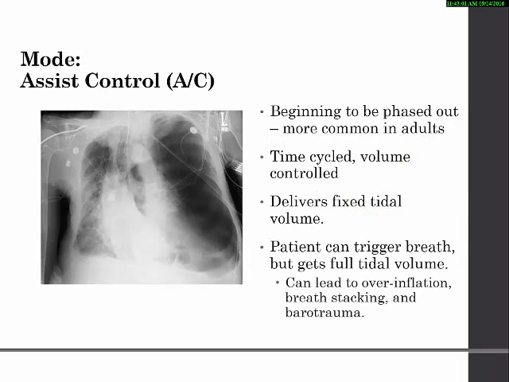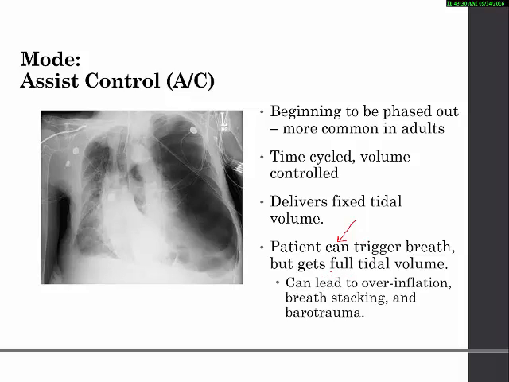The most common mode right now that we're seeing is assist control, or AC. It's beginning to be replaced by a different mode as well, but it's still the common mode that you're going to see in adults. And it's similar to CMV in that it does deliver time-cycled volume. So 16 times per minute or whatever, you're going to get a fixed tidal volume. However, the patient can trigger a breath. So if the machine has just given a breath and the patient tries to breathe again, the machine will allow them to take another breath.